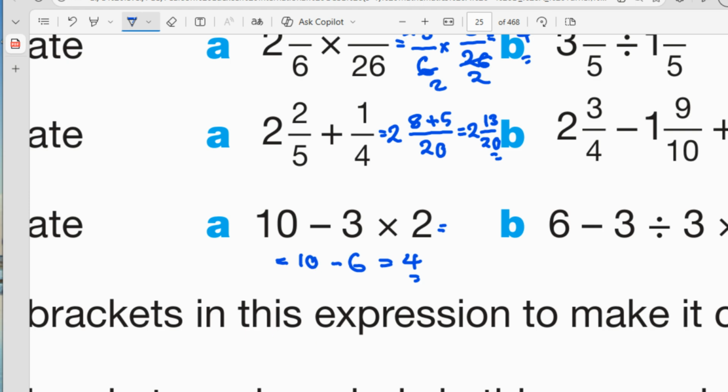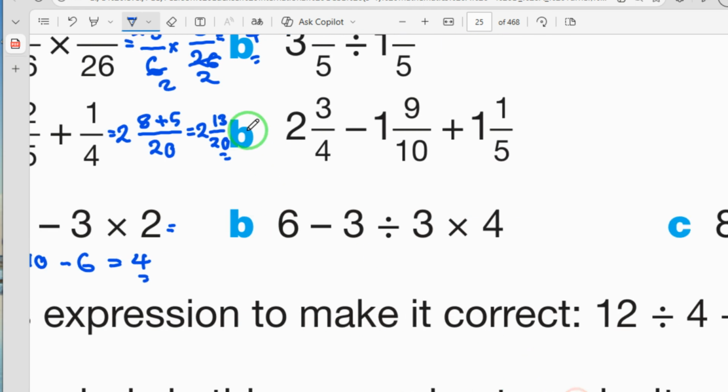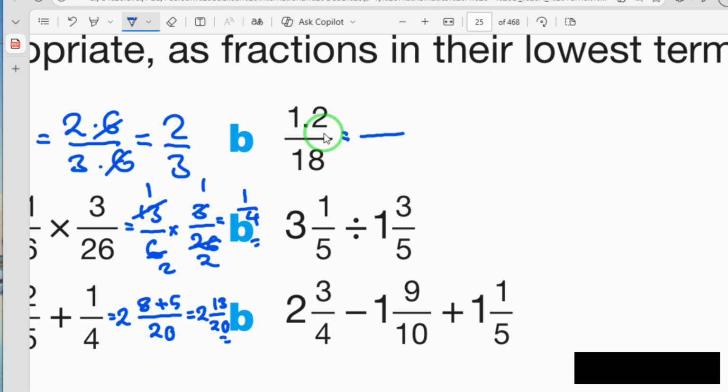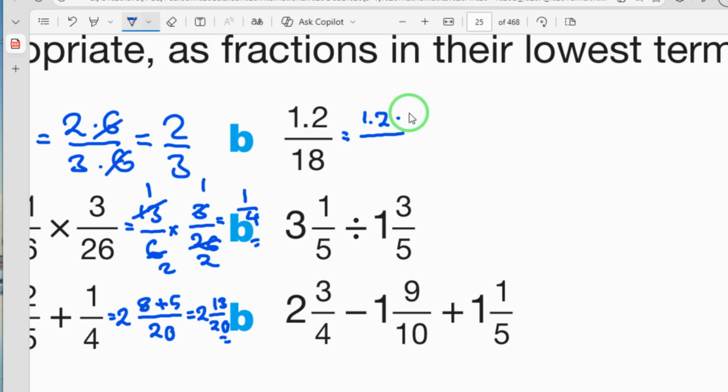We come to part B. Question number 1. Here we simplify. First, to remove this decimal point, we multiply both numerator and denominator by 10. Here we multiply 1.2 by 10, as well as multiply the denominator by 10, 18 multiplied by 10. So the numerator, this decimal point moves to the right side, becomes 12, and the denominator becomes 180.